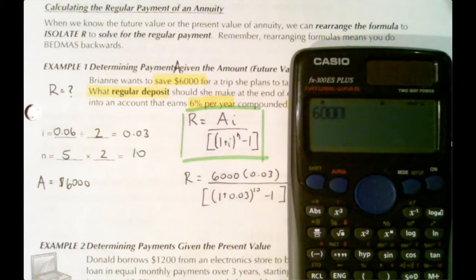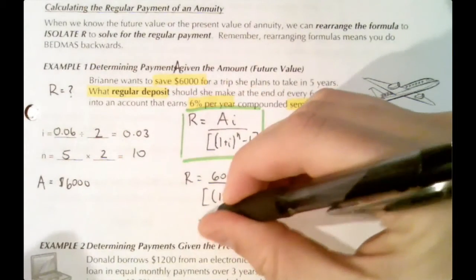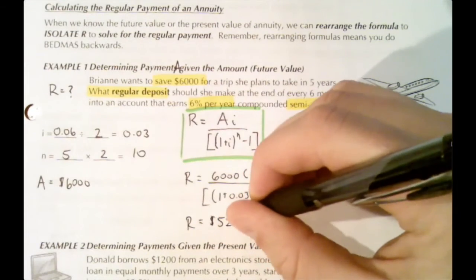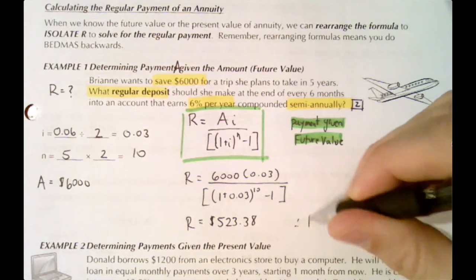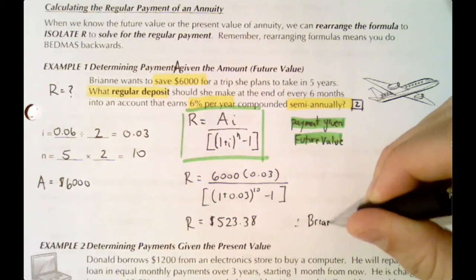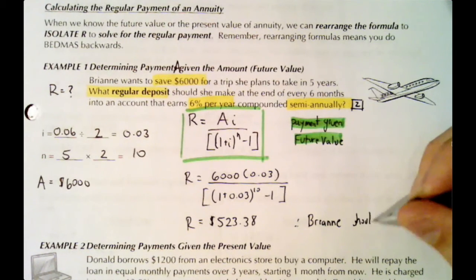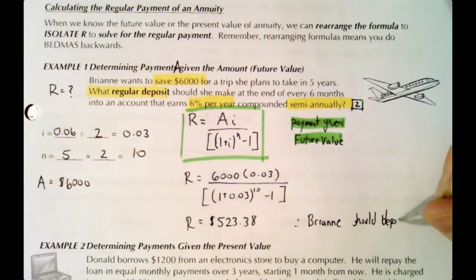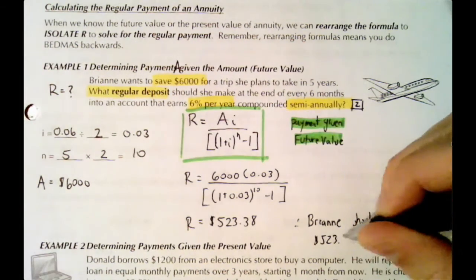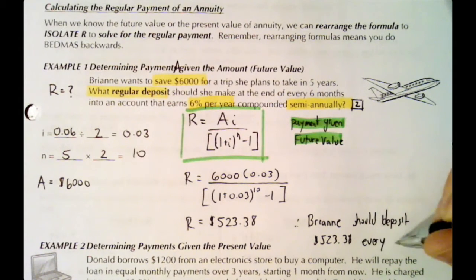So try typing it in your calculator and get practicing to try to get this answer. It's 6,000 times 0.03. I'm going to make it as a fraction. Bracket, bracket, 1 plus 0.03, close bracket, exponent 10 minus 1, close bracket. And we get $523.38. So we can say Brianne should deposit $523.38 every 6 months.